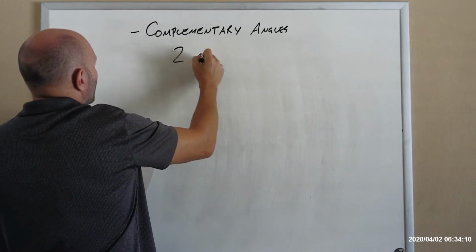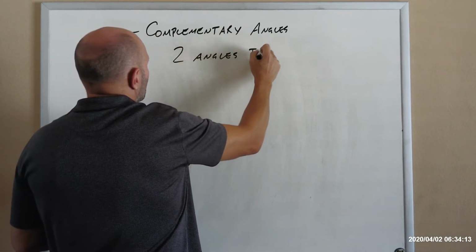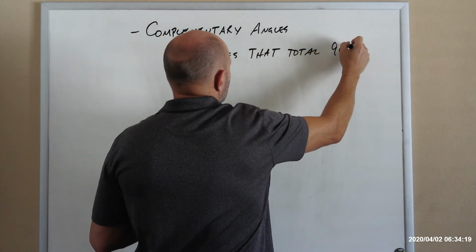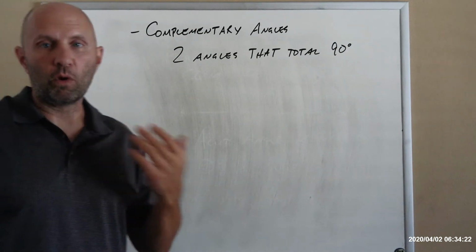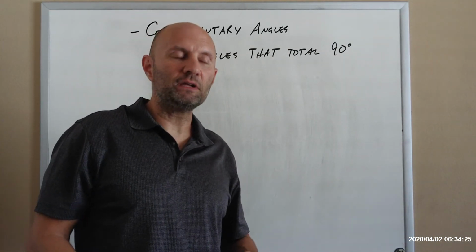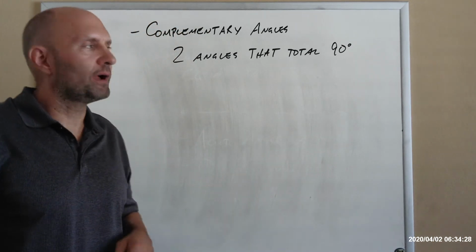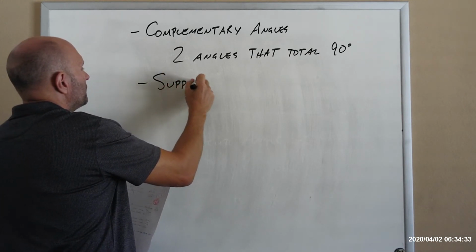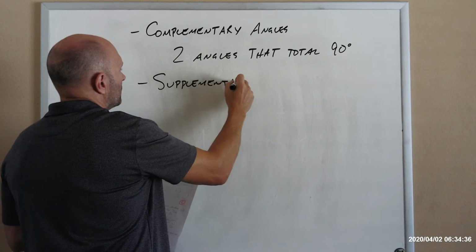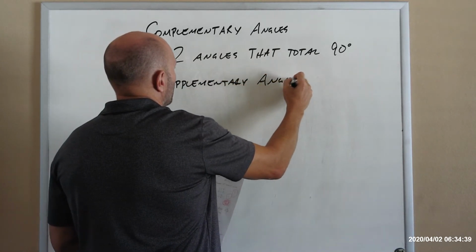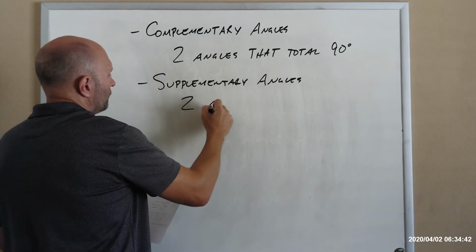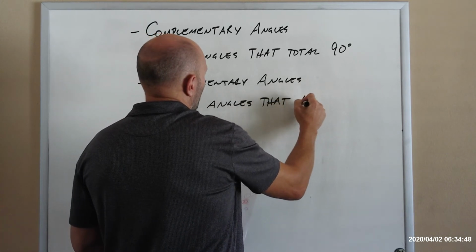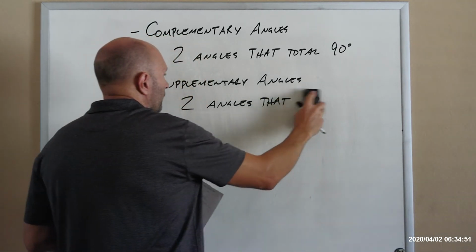And this is two angles that total 90 degrees. So if I have one angle that's 40 and one angle that's 50, 40 and 50 is 90, those two angles are complementary. And the second type is supplementary angles. And this is two angles that total 180 degrees. Whoops, that total 180.